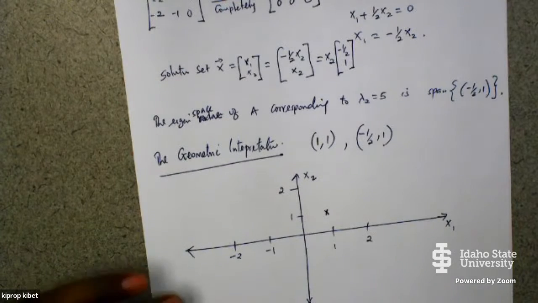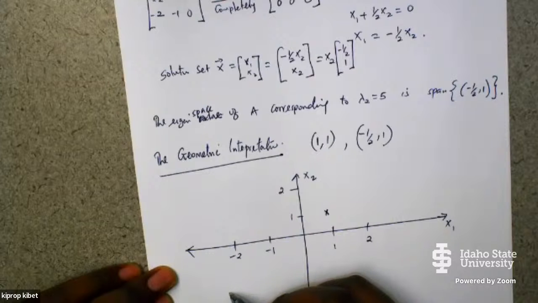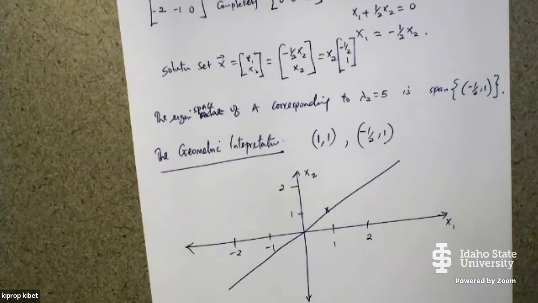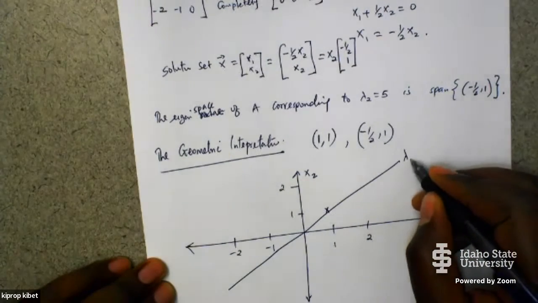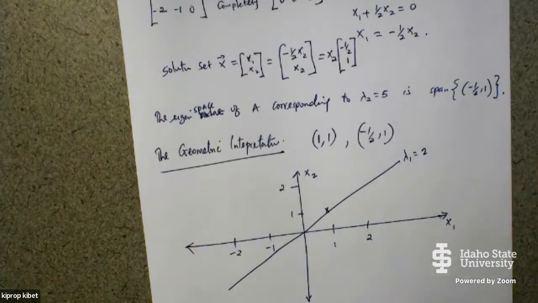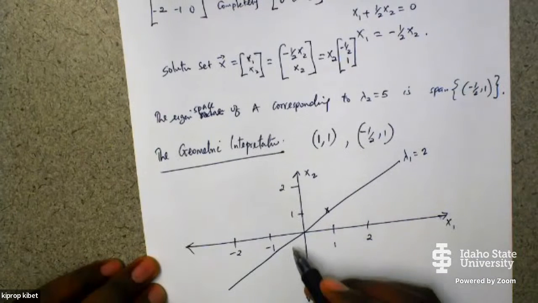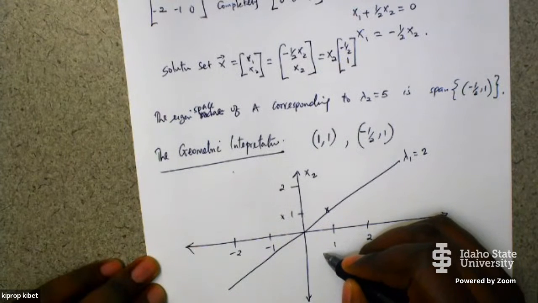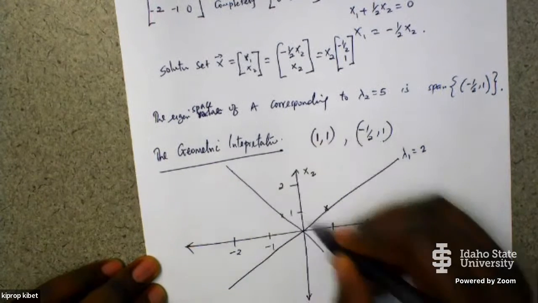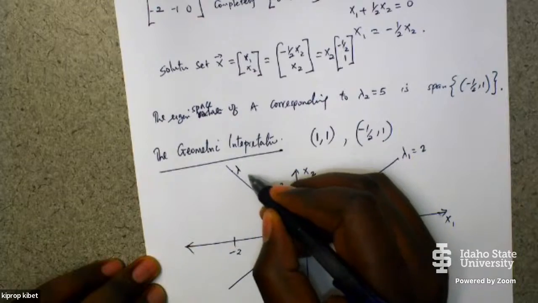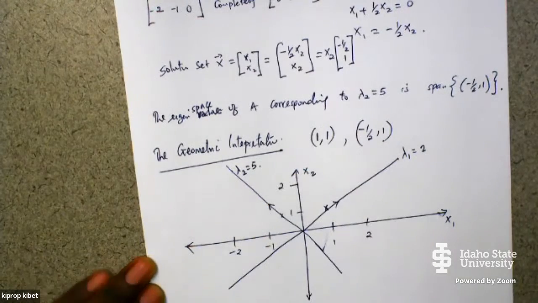In this case, any point along that line is where our lambda 1 equals 2. And when it is -1/2 and 1, which is there, then any point along here, passing through there, is where lambda 2 equals 5.